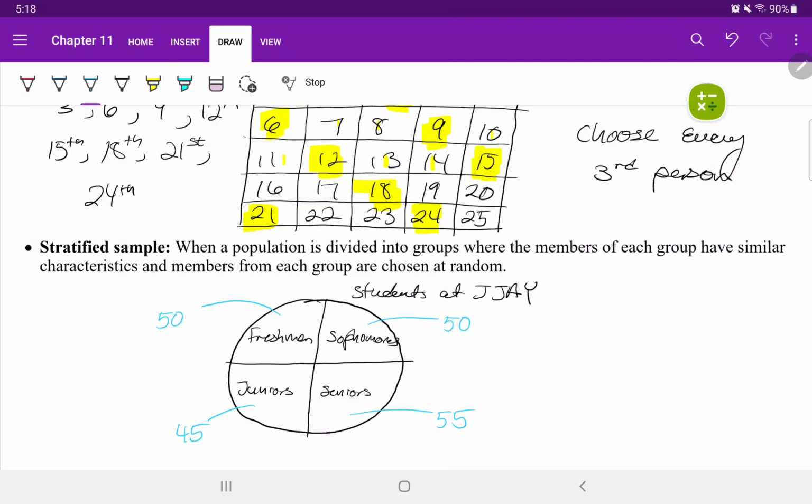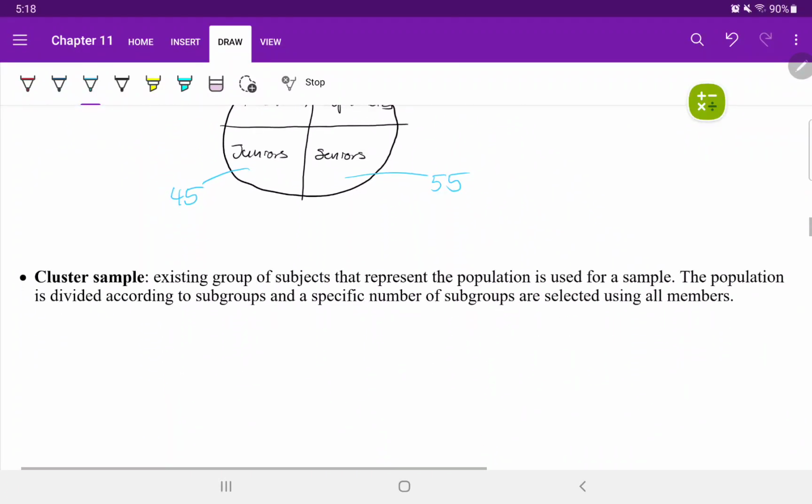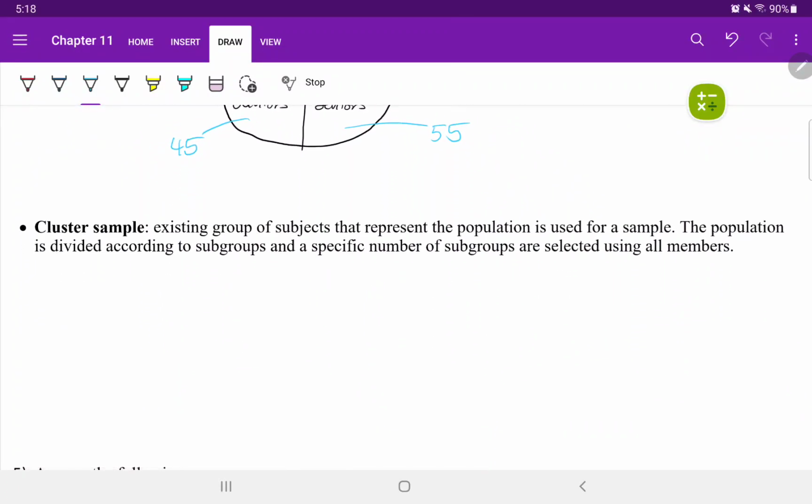And last but not least, we're going to go to cluster sampling. Cluster sampling is an existing group of subjects that represents a population, and it is used for the sample. The population is divided according to subgroups, and a specific number of subgroups are selected using all members.